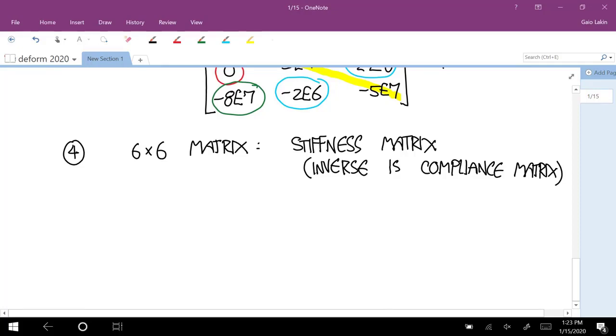Okay, so this stiffness matrix. All right, so think about this for a second. Steel. Think about steel. Would you think of that as very stiff or very compliant? Very stiff. So the values in the stiffness matrix for steel are very big, and the values in the compliance matrix are very small. Okay.